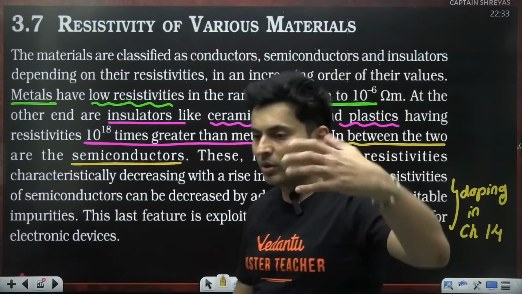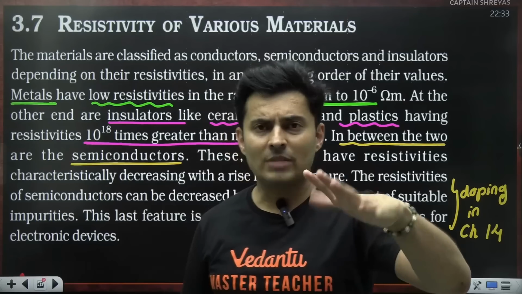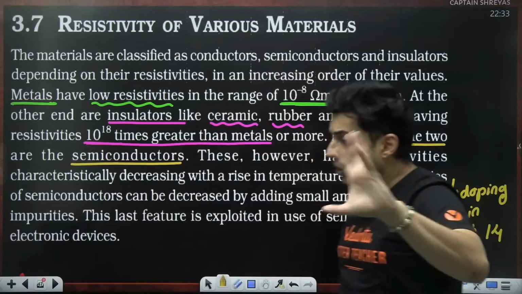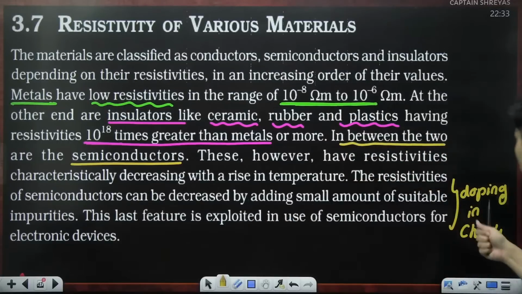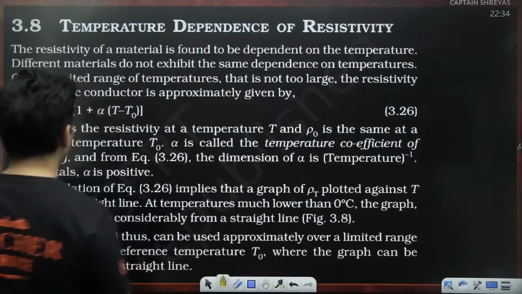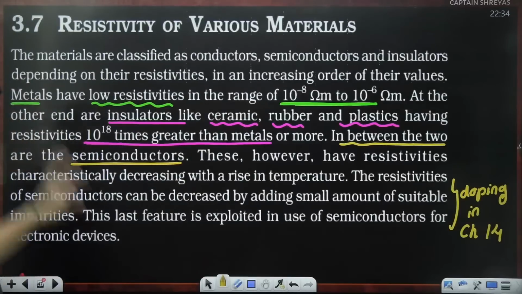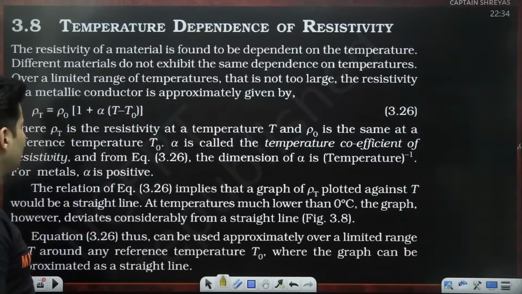Semiconductors like silicon and germanium, their resistivities also depend on the temperature and also on the impurities, which is called doping, which you will be studying later on. Now, how does it depend on the temperature is what we are going to study. How does it basically depend on the temperature?